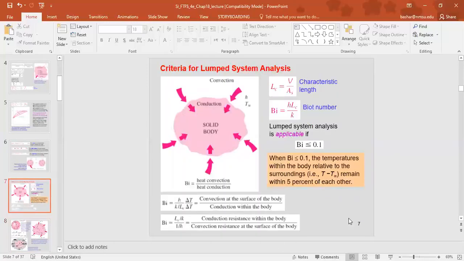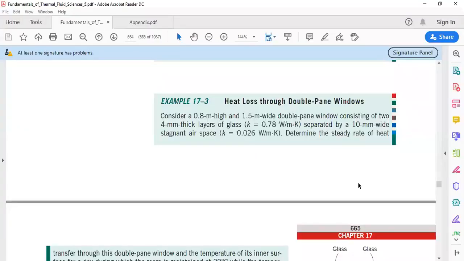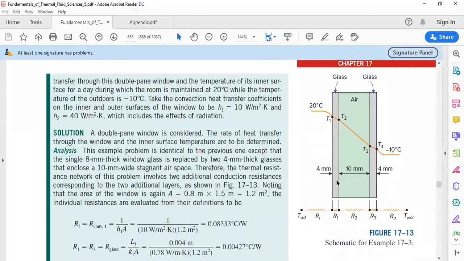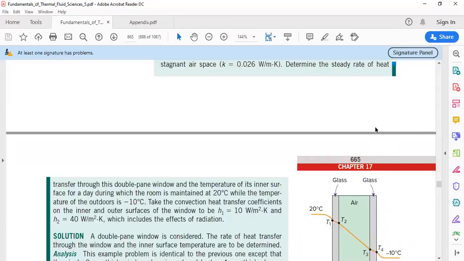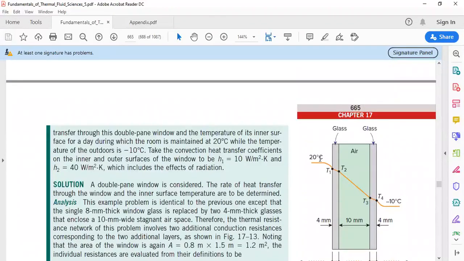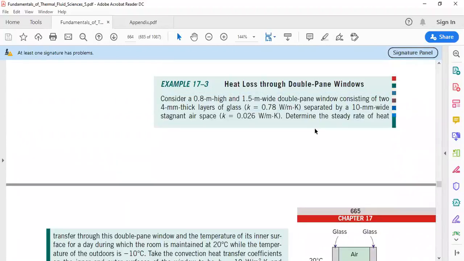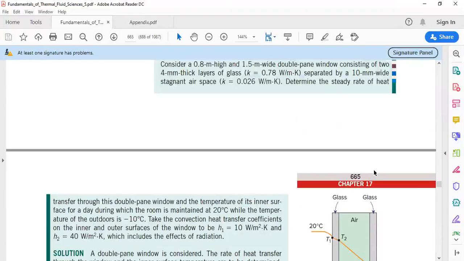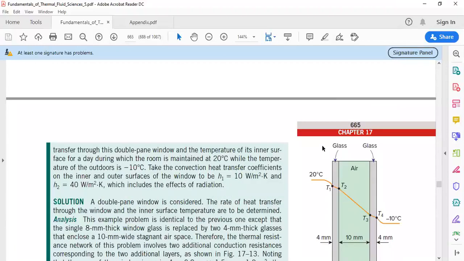Now we will solve a couple of examples on chapter 17 and one section from chapter 18. If we look at it, it's just two sections, 17.3 and 18.2. Those are the two sections that are required from chapters 17 and 18. So example 17.3 talks about something that we see every day. It's a glass window with double panes that are separated by air to increase the insulation properties of the glass window. So a double pane window that is 0.8 meters high and 1.5 meters wide. That's normal to the page here.